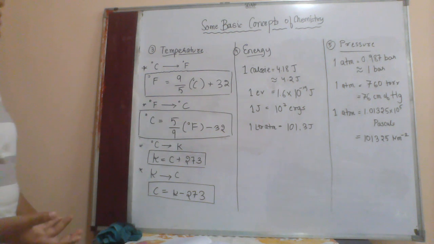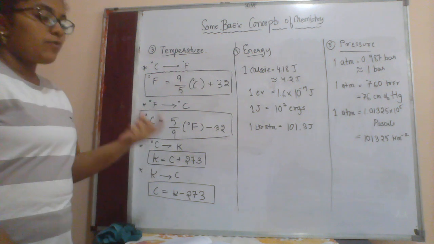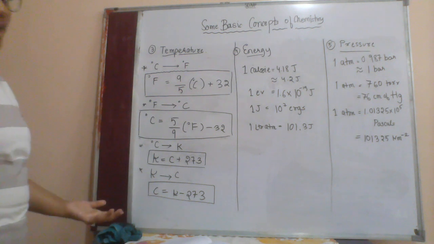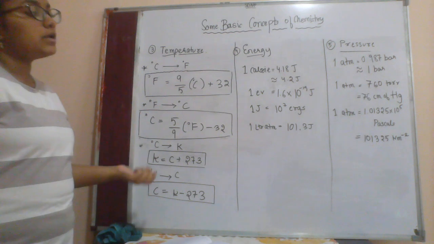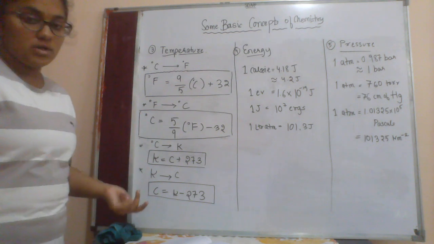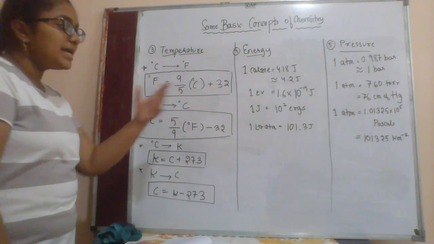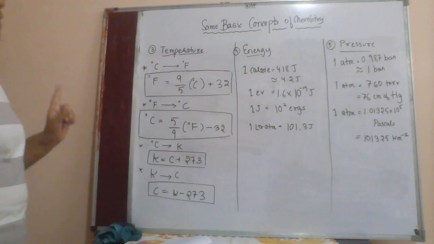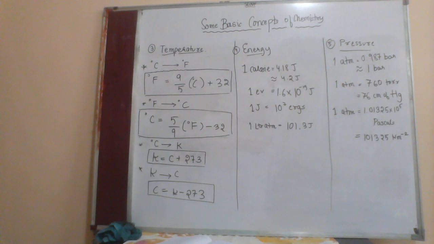And pascal, as we know, is force upon area. Pressure is force upon area. So force is Newton, upon area, which is meter square in SI units. So 1 pascal can be written as 1 Newton meter raised to minus 2, that is Newton per meter square. Similarly, 1 atm can be written as 101,325 Newton meter raised to minus 2. Now we are done with the unit conversions.